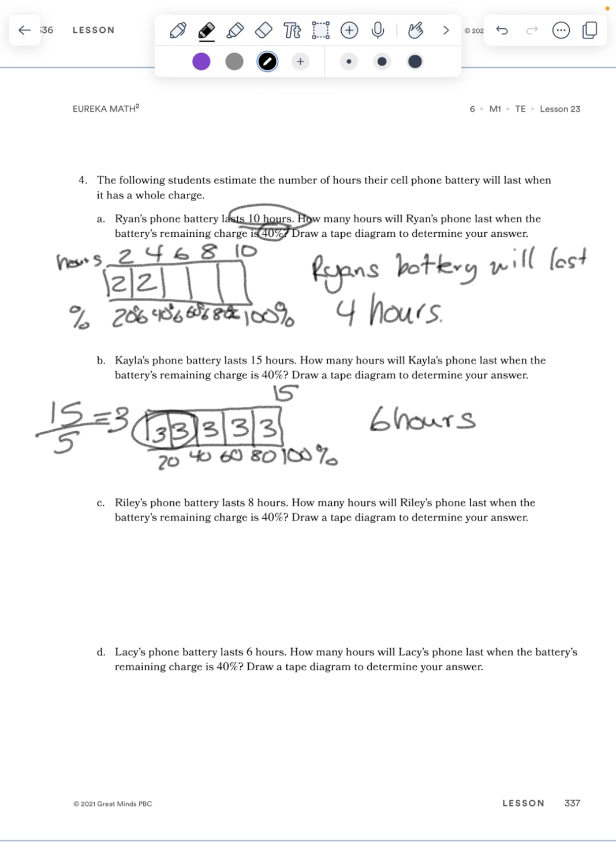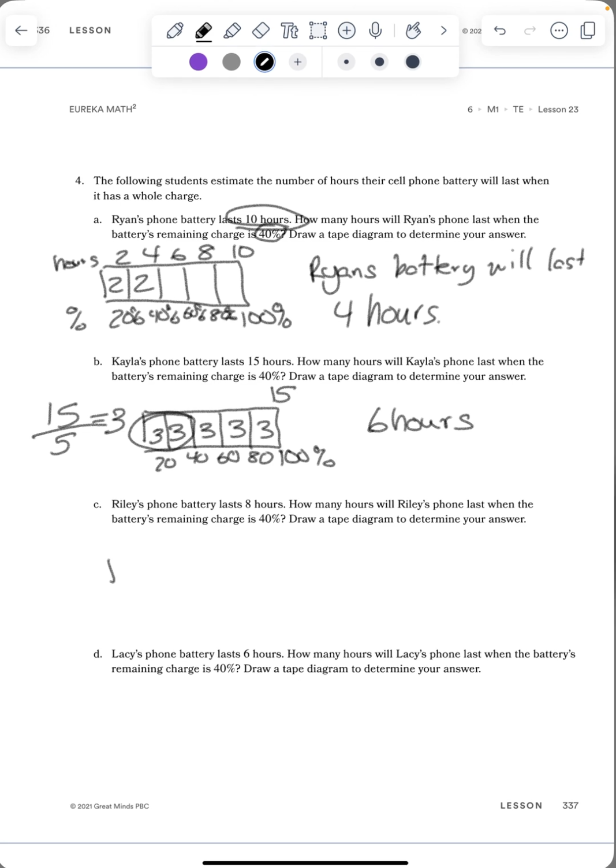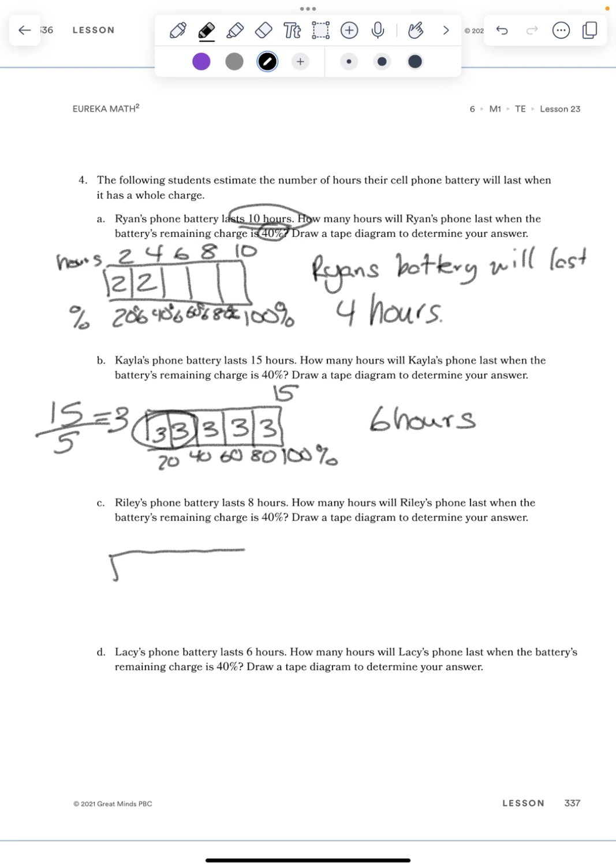All right. And then C says Riley's phone lasts 8 hours. How many hours will Riley's phone last when the battery's charge is 40%? Draw a tape diagram to determine your answer. Okay, so 40%. Again, I could split this into 5 equal pieces so that I end up with a 40 in my answers. I need to draw 4 lines so that I have 5 equal pieces.